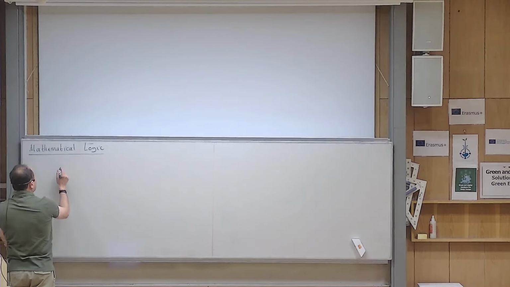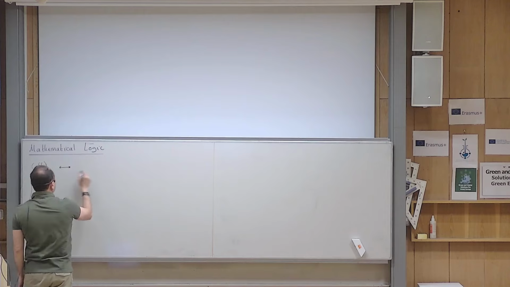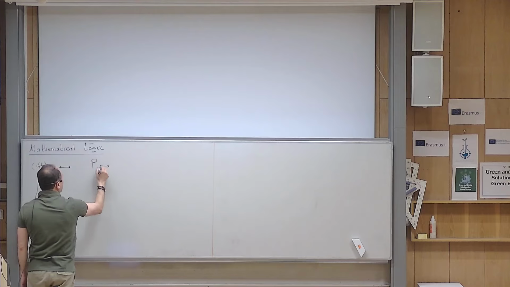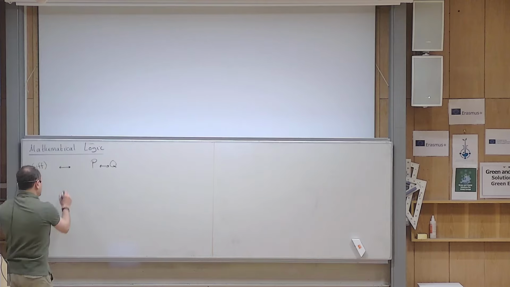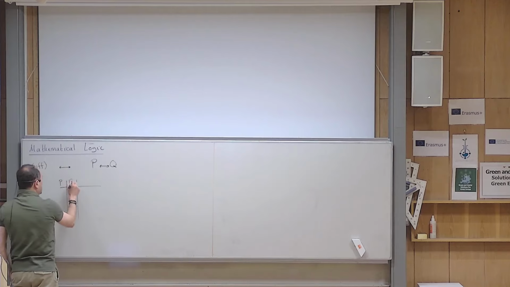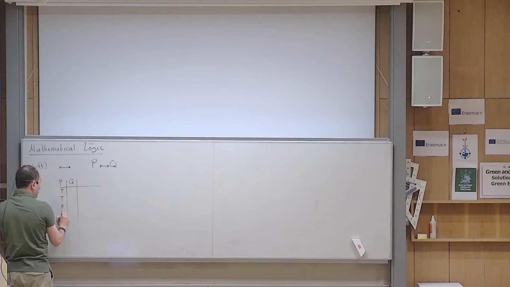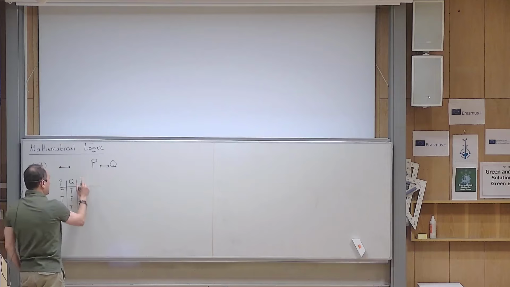So this double-sided arrow is read how? If and only if. IFF means if and only if. And then I say P if and only if Q. Again, if I want to draw the truth table for it, I have two statements involved, so the first two columns are identical as before. Intuitively, what do you think I will write here?